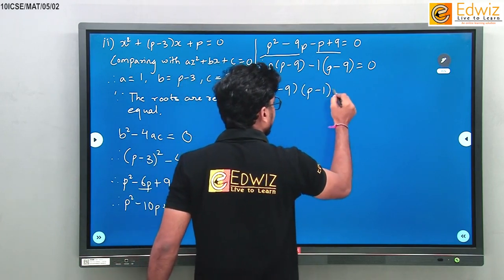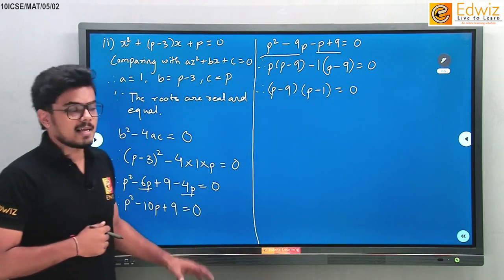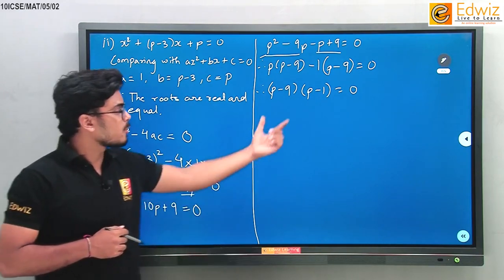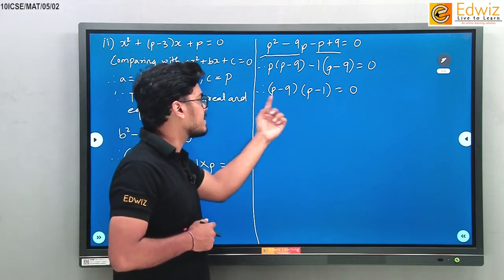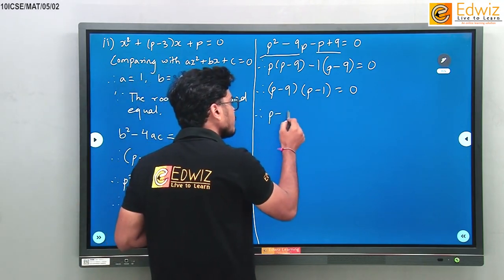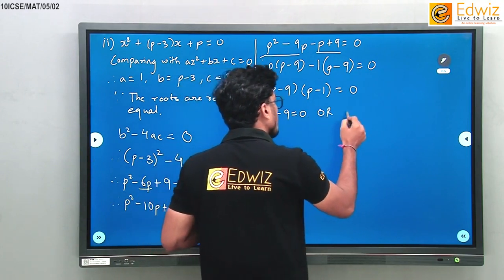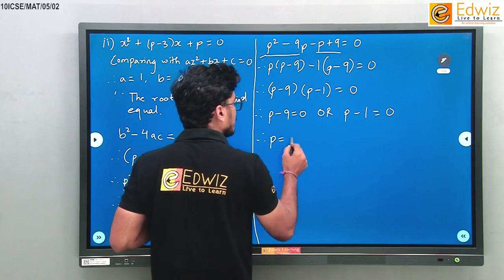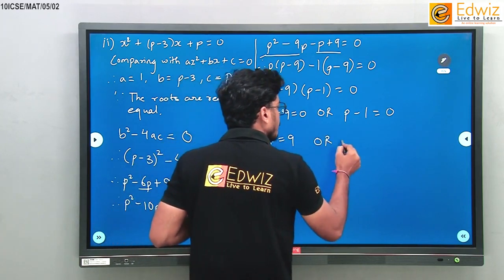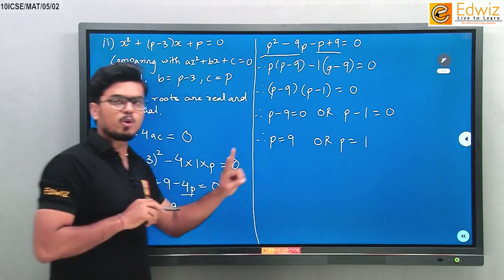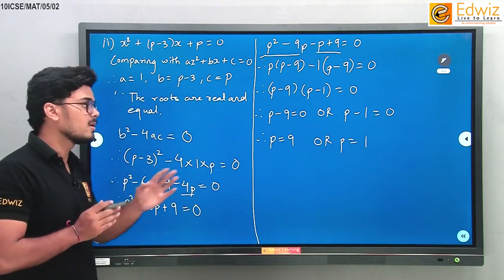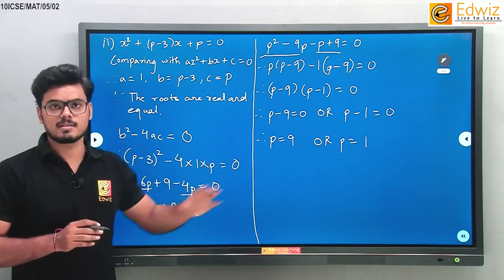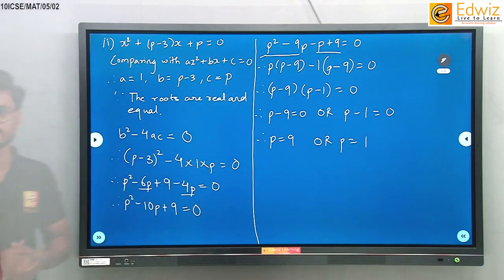Now this is just the factorization part. Okay. Next, solve the quadratic equation. Use the zero product rule. The product of two numbers is 0. That means either p minus 9 is 0 or p minus 1 is equal to 0. Correct? So p equals 9 or p equals 1. Okay? Two solutions. Always two solutions for a quadratic equation. Remember that. Okay? So I'll give you another 30 seconds to note this down. Then we'll go to the next question.